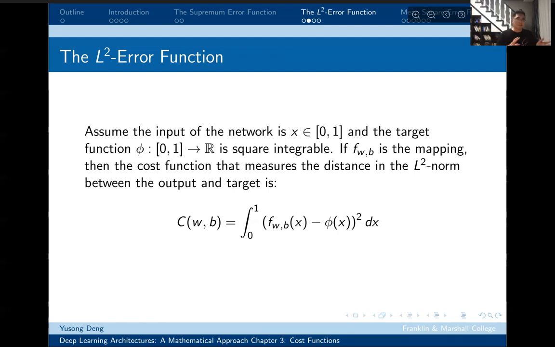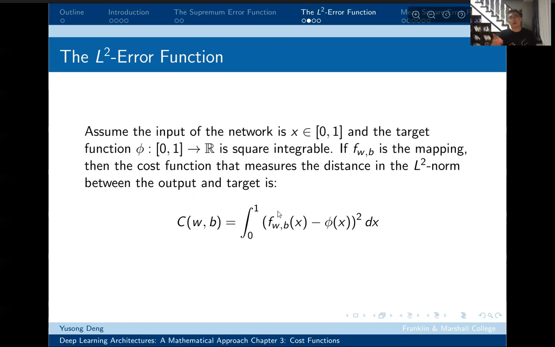L2 norm is something we mentioned before, right? The L2 norm between the output and the target is the cost function equals the integral from 0 to 1 of (f minus phi) squared dx. That is how it works. That is what the L2 error function is. And as we said before, it is a distance, and in the meaning of L2 space, it is the distance between two things, actually the output and the target. Still, it shows you how close you are.